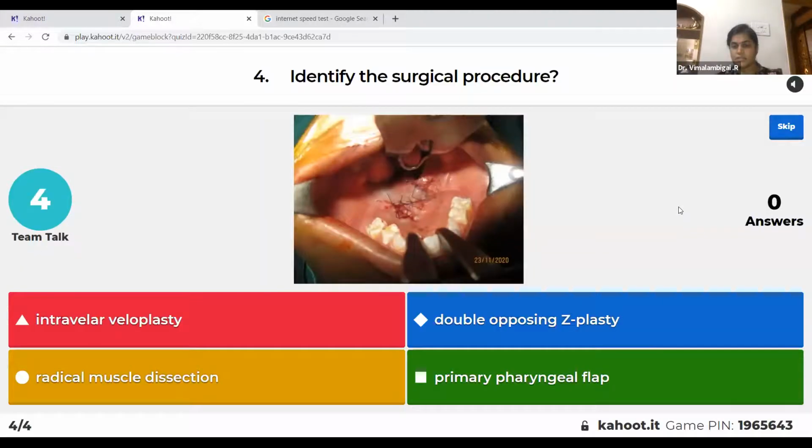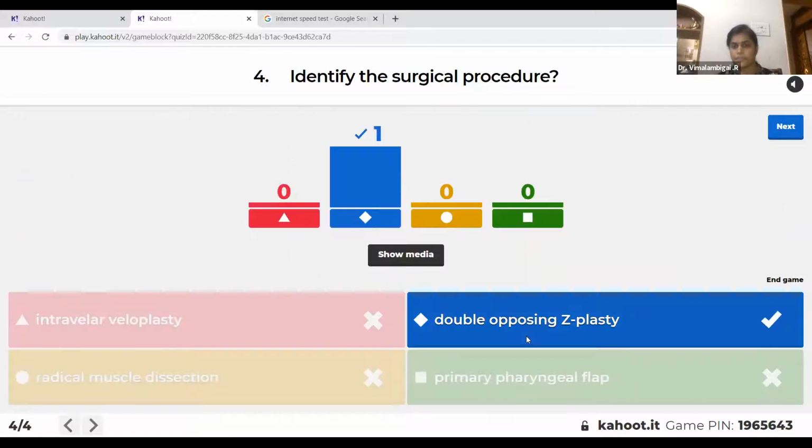Identify the surgical procedure that has been done for this patient. Intravelar veloplasty, double opposing Z-plasty, radical muscle dissection, or a primary pharyngeal flap? Double opposing Z-plasty, correct. This is mainly done to lengthen the palate, the soft palate.